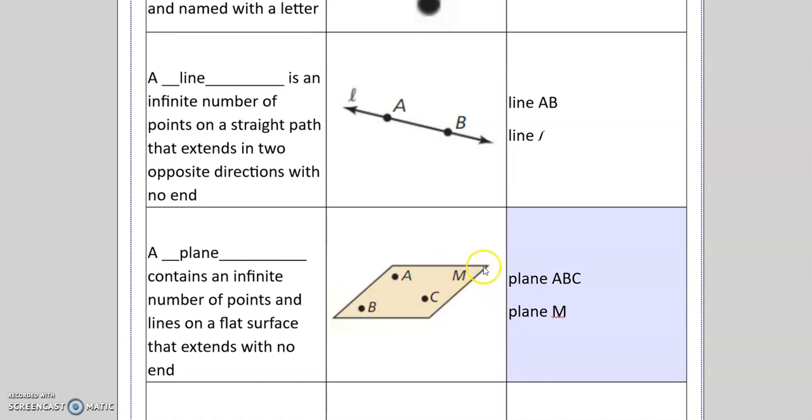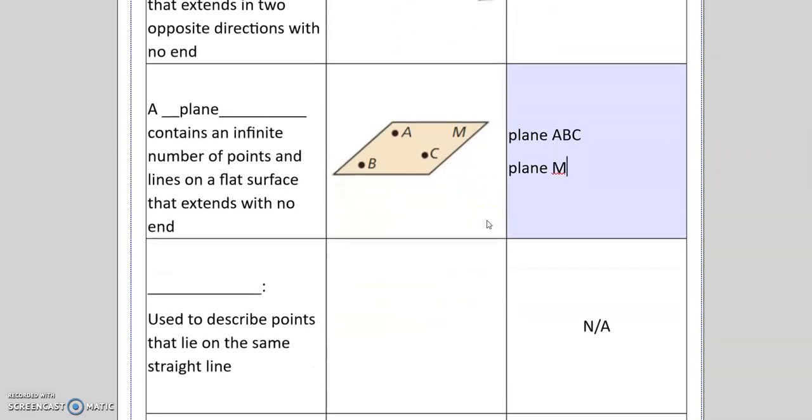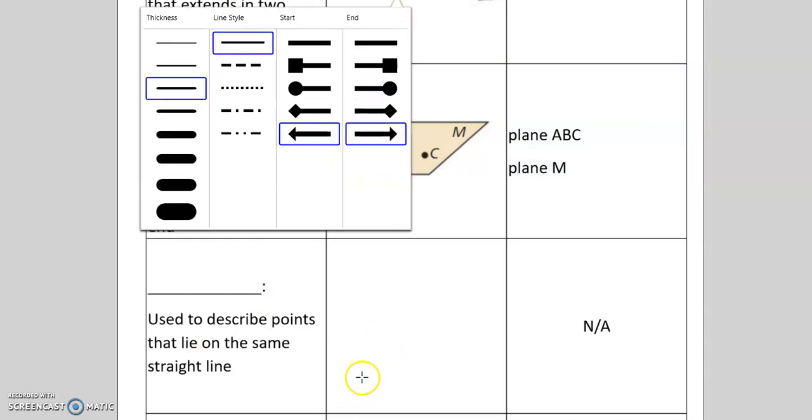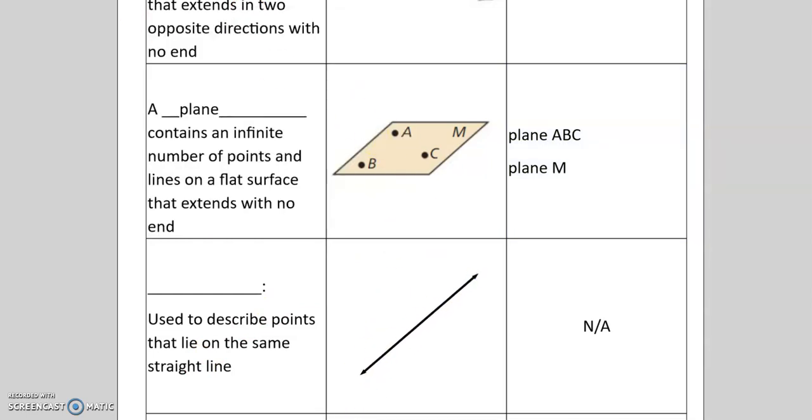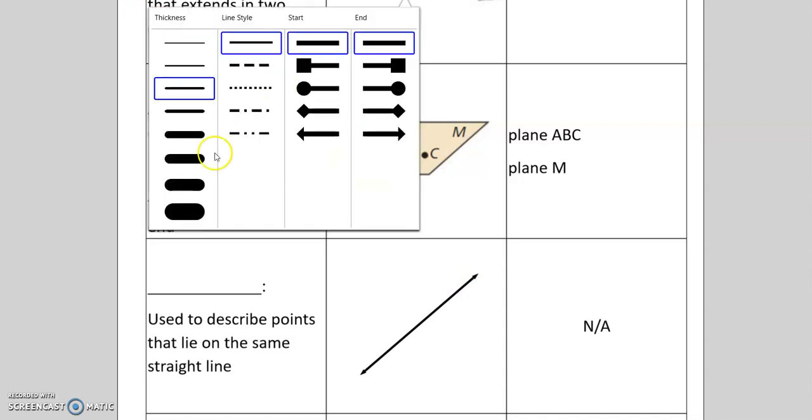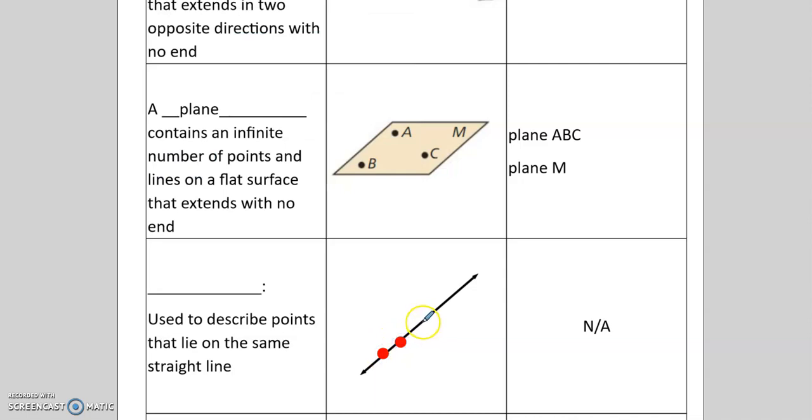That's going to be a way that I can say, oh, I'm talking about plane M, and you'll know exactly what to look at. Okay? Another vocab word, it's used to describe points that are on the same straight line. So if I have a whole bunch of points, let me get a line here. Here's a line, and then I'm going to come through. Let's go here. And I have all of these points on a straight line.